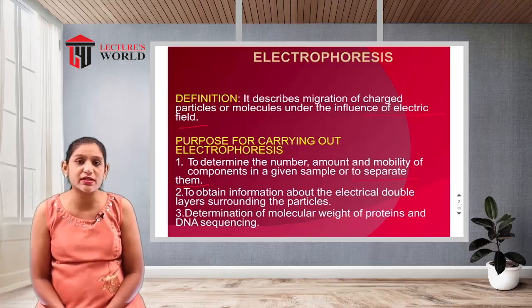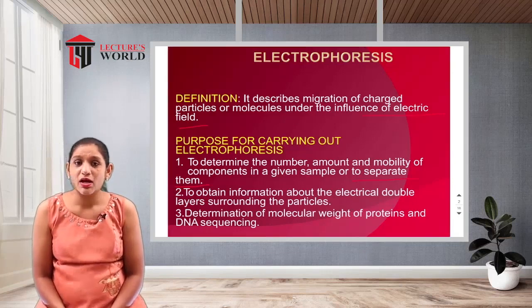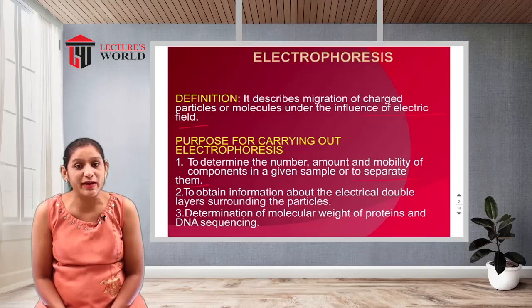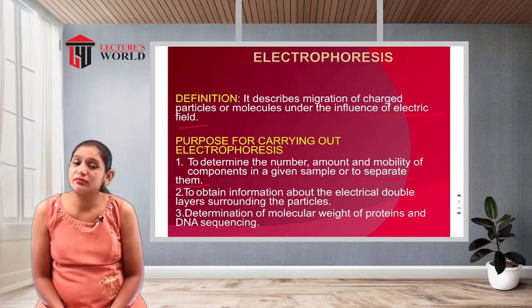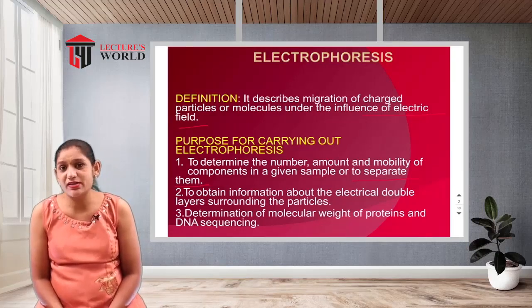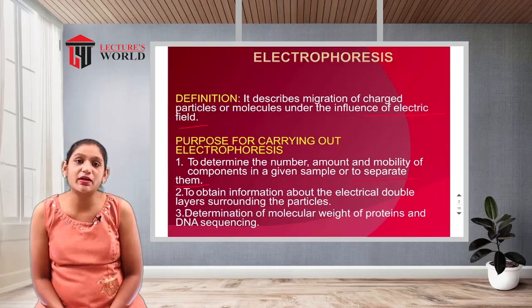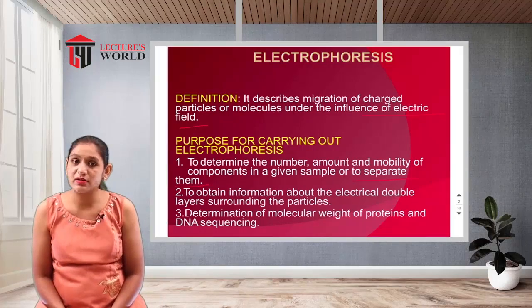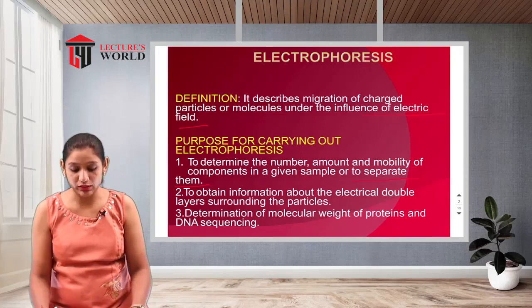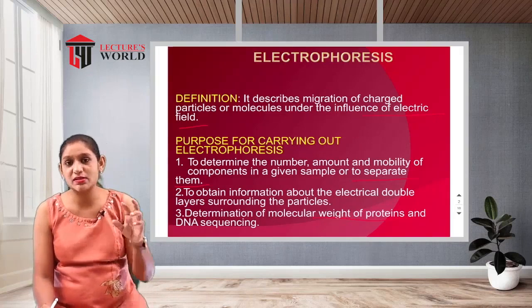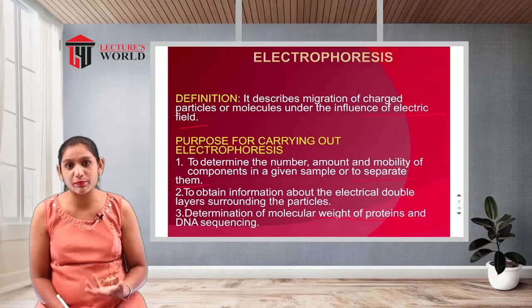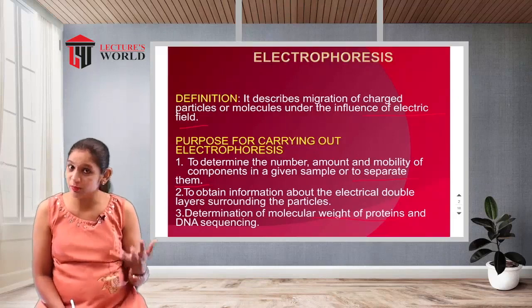What is DNA sequencing? We already discussed it in a previous video. DNA sequencing is based on specific bonding patterns, G to C and A to T, how they bind together and form a strand. This is DNA sequencing, meaning genomic information. So electrophoresis helps determine the molecular weight of the protein and DNA sequencing.